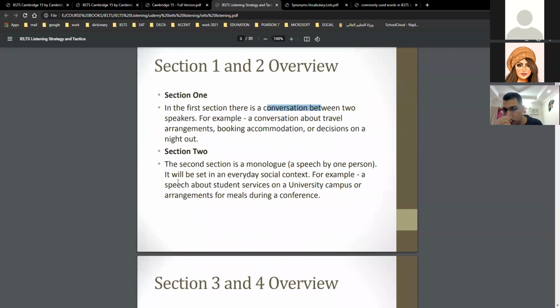Let's move on to section 2. Section 2 is a monologue. Monologue means a speech by one person. It will be set in an everyday social context again. For example, a speech about student services on a university campus or arrangements for meals during a conference. Very simple, but again, a speech by one person, one speaker only.